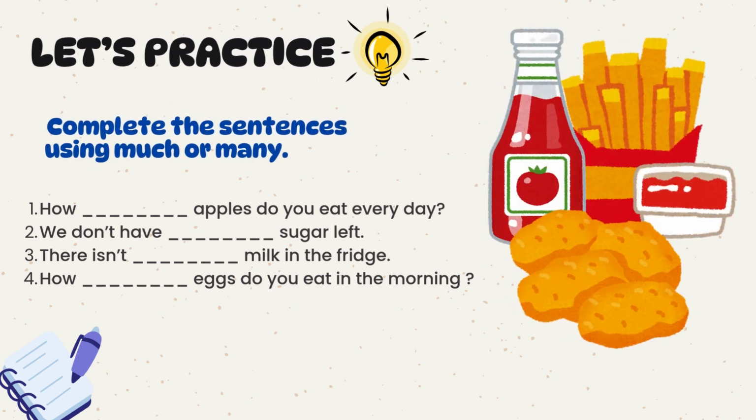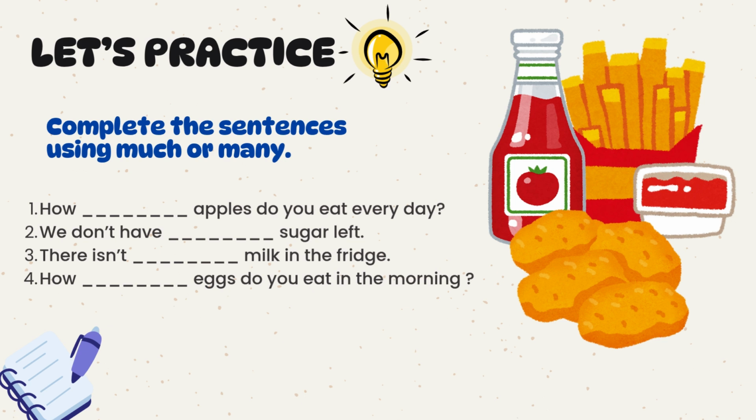To conclude with this topic, we have a little practice just to verify that you understand this topic very well. It says, complete the sentences using much or many. Number 1 says, how apples do you eat every day? It's many or much, guys? It's many, right? Because apples are countable. Number 2 says, we don't have sugar left. It's many or much? What do you think? Okay, it's much, right? Because sugar is uncountable.